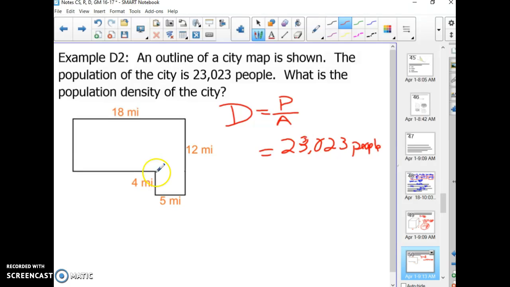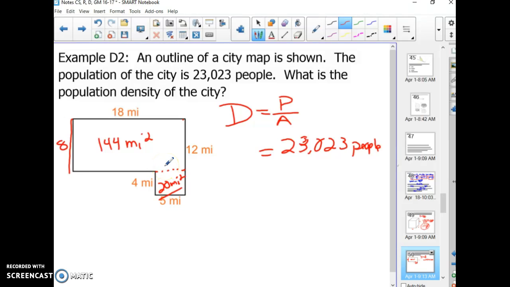So in terms of this, I got to split it up into shapes I can find the area of. So once I split it up, I have two rectangles. I know how to find the area of a rectangle, length times width. 4 times 5 is 20 miles squared. Okay, that's 20 miles squared. So then this side is 18. I go and I do that side, but this is 4 and that whole length is 12, so that has to be 8. 8 times 18 is 144 miles squared. So the big one is 144, the small one is 20.